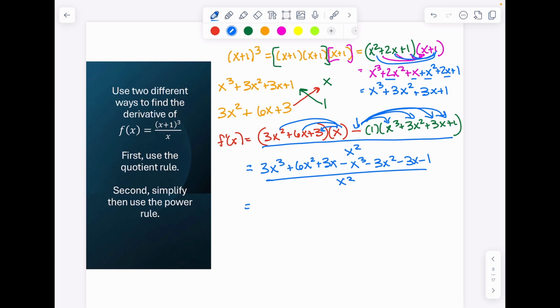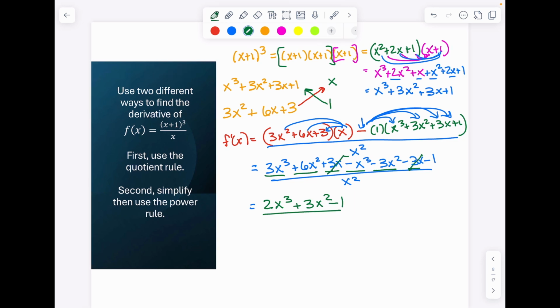And then we just need to combine like terms. I have 3x cubed minus x cubed, so I have 2x cubed. Then let's look at the squares. Plus 6x squared minus 3x squared. I have a total of 3x squared. I have plus 3x minus 3x. Those are going to cancel out altogether. And then I have minus 1, and that's all over x squared. So you can leave it like that, or you could rewrite it. We could take that x squared to each of those terms, and we get 2x plus 3 minus x to the negative 2. You can write it either way.